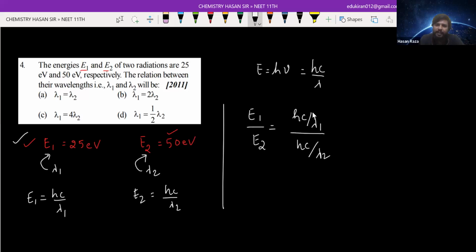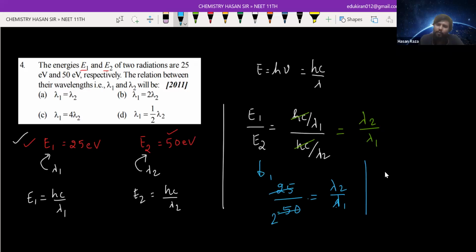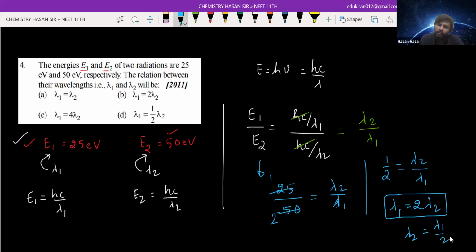Now with a little bit of maths, hc and hc will be cancelled and here we will have lambda 2 upon lambda 1. Now I'm going to put the value only. What is the value of E1? That is 25 electron volt upon E2 50 electron volt. This will be equal to lambda 2 upon lambda 1. Now you can see this can be cancelled by 2 times, right? So we can write 1 by 2 is equal to lambda 2 upon lambda 1. So lambda 1 is equal to 2 lambda 2, or you can write lambda 2 is equal to lambda 1 by 2.